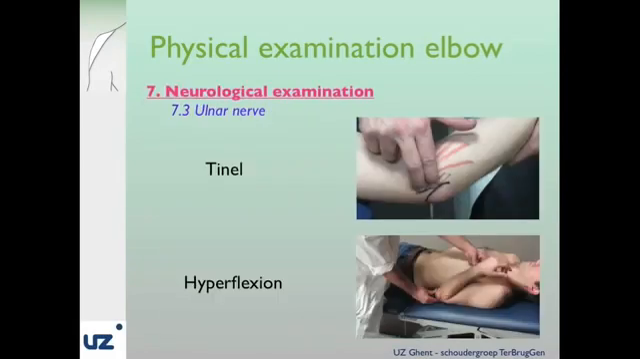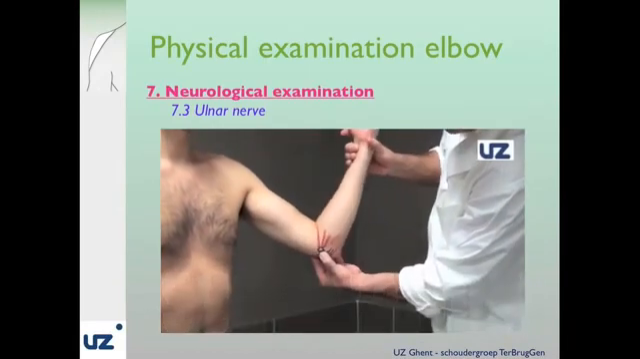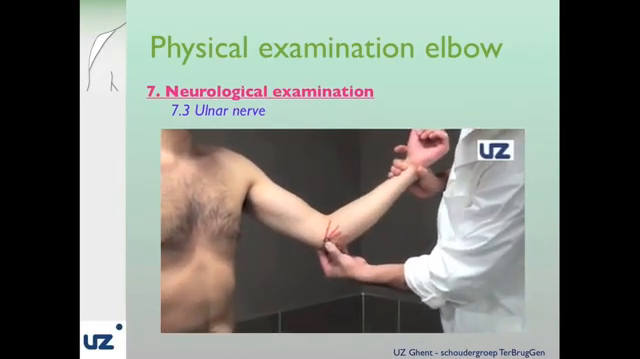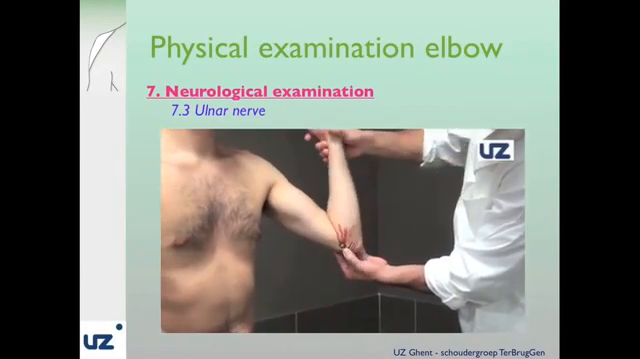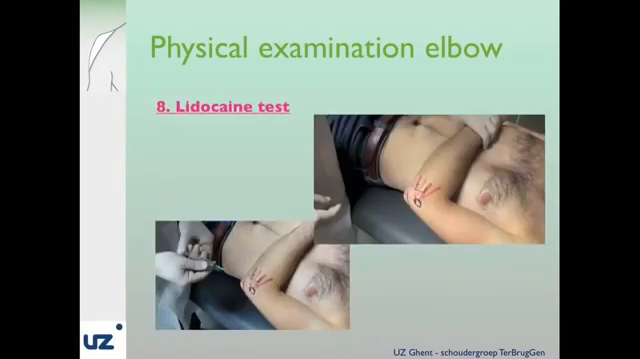Irritation of the ulnar nerve can be tested by a positive Tinel sign or by a reproduction of the symptoms after hyperflexion of the elbow during 1 minute. Subluxation of the ulnar nerve can be tested by putting the thumb on the medial epicondyle in a hyperflexed elbow. When extending the elbow, redislocation of the ulnar nerve can be felt.